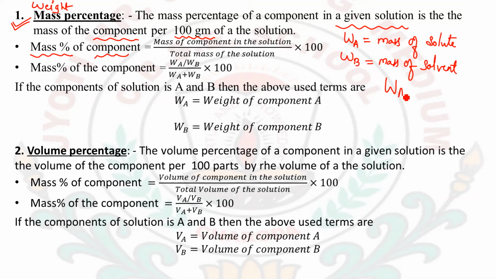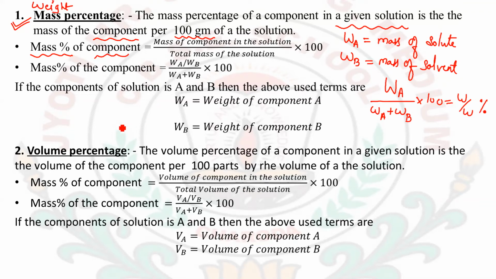If I am taking out the mass percentage for solute, then the formula is Wa upon Wa plus Wb into 100, where Wa is the mass of solute, and Wa plus Wb is the total mass of the solution. So when I divide the mass of any particular component by the total mass of the solution into 100, it gives the weight by weight ratio, or weight by weight percentage, or mass by mass percentage.